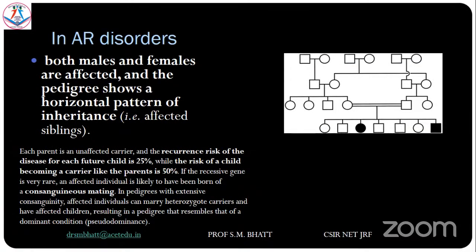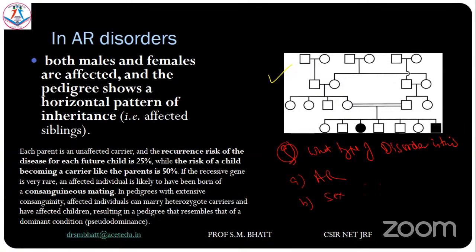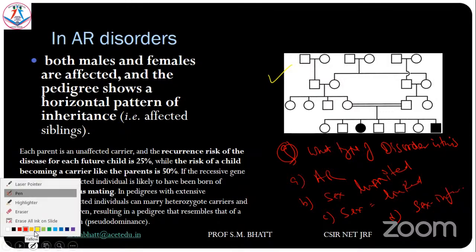Another example is a pedigree. That can be asked in the examination. Suppose this is a pedigree. Now, what type of disorder is this? Is it AR, sex limited, sex linked, or sex influenced? If you are given such a character, how will you identify it?